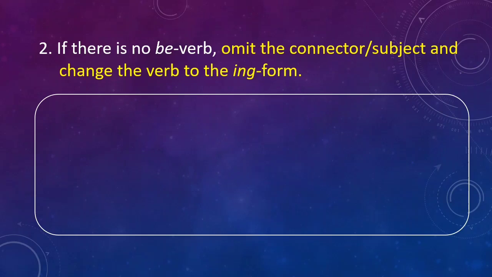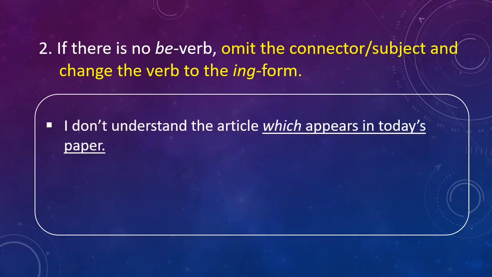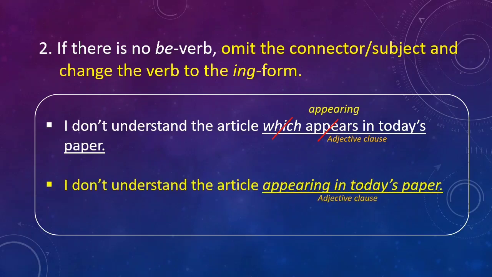The second, if there is no be verb or if there is no to be in the adjective clause, we can omit the connector and change the verb into the ing form or verb ing. For example, I don't understand the article which appears in today's paper. In this sentence, the adjective clause which appears in today's paper can be reduced by omitting the adjective clause connector which and change the verb appears into appearing. So, the sentence will be, I don't understand the article appearing in today's paper.